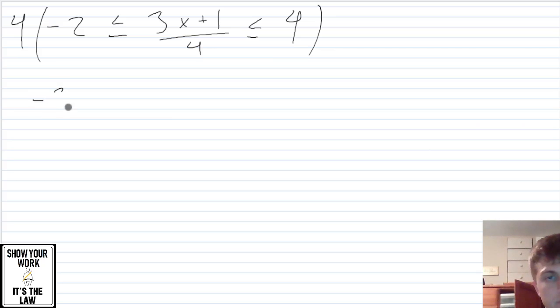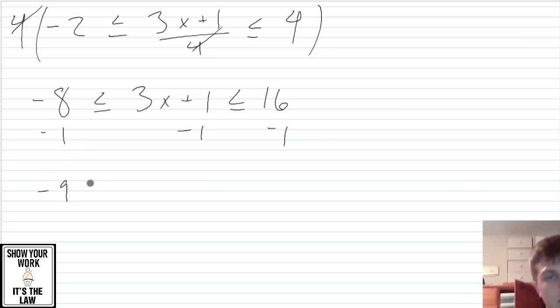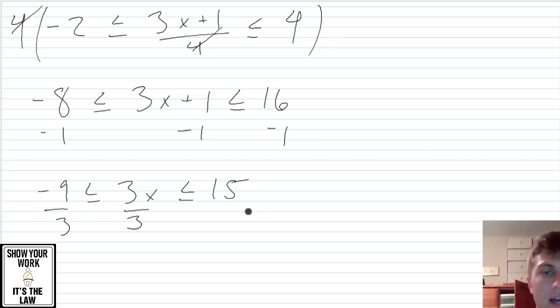4 times -2 is -8. Right here, the 4's cancel, so we just get what's in the numerator. And then 4 times 4 is 16. And now we've got a problem we can work with. Subtract 1, subtract 1, subtract 1. We got -9 less than or equal to 3x less than or equal to 15. Divide by 3 on all sides. And now we've got -3 less than or equal to x less than or equal to 5.